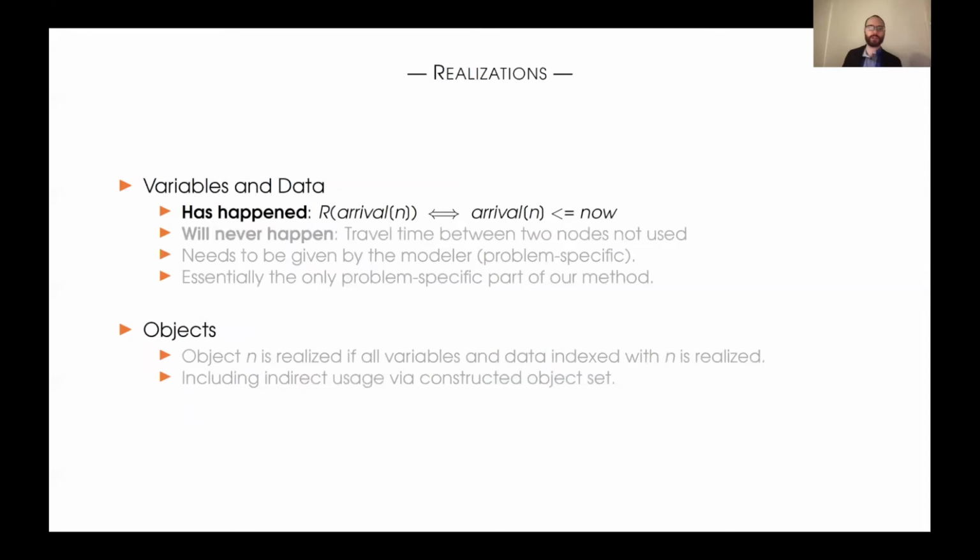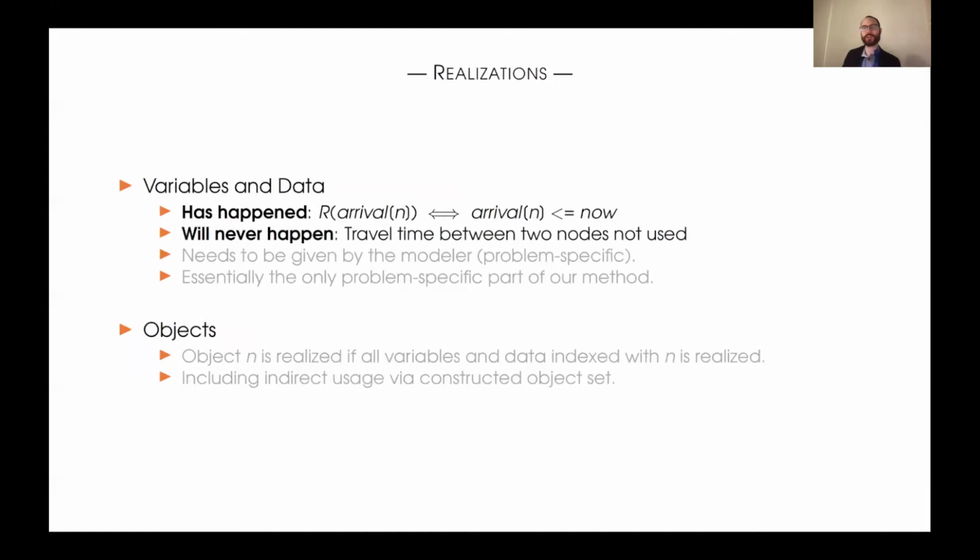So the first definition is: it has happened. If it has happened, then it's realized, right? If the arrival at n, if that time is earlier than now, and remember, now meant the solution's reference of the current time, so that's essentially in the past when we get the solution. So the arrival has already happened. That means it's realized, because we can't change the past.